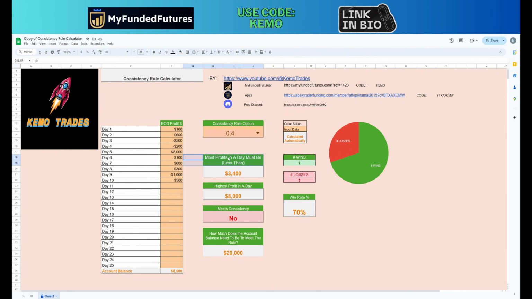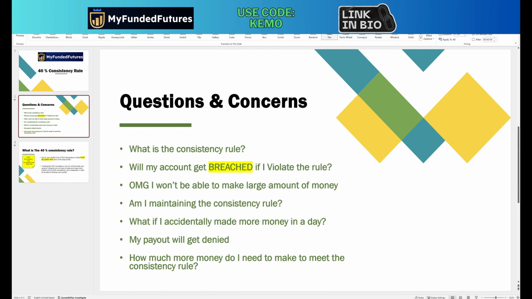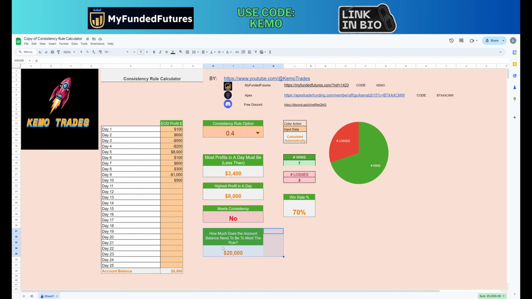This will show you the most profit in a day that you must be making or less. So this is basically your cap that you need to make sure that you are under. And here it will show you which day was the highest profitable day for you, which is of course that $8,000. And now it will show you if you meet the consistency rule or not. And now the last thing is the question that was asked in here: how much money will I need to make to make sure that I'm compliant and following that consistency rule?